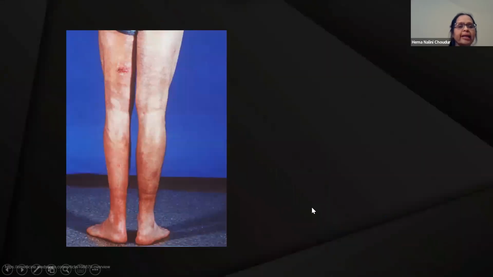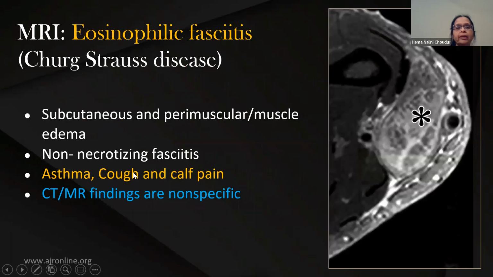Now moving to the next case, you see redness in the mid-calf. So here, what is this? It is, let's say, asymmetric. It does not involve the entire compartment of the calf, but you see there's involvement of the skin, subacute, there's perifascial edema and intramuscular edema of some of the components of the calf. So what are we looking at? Simply by looking at the history of the patient, asthma, cough with calf pain.